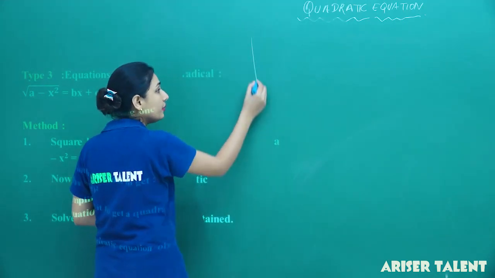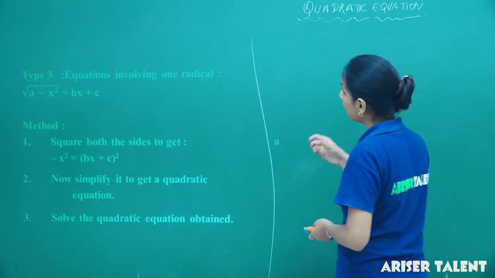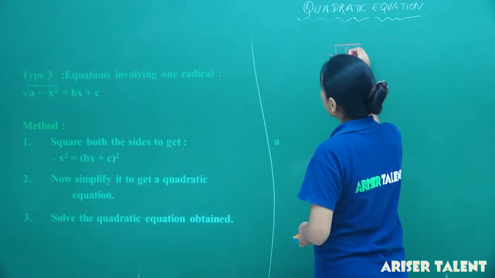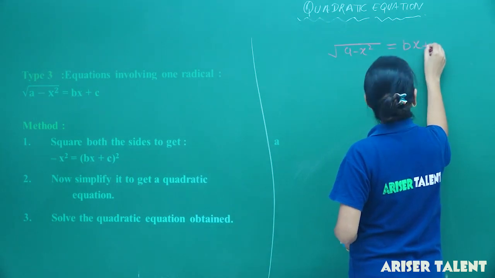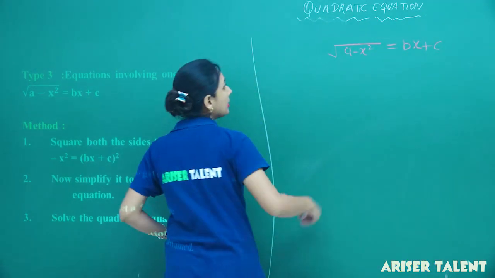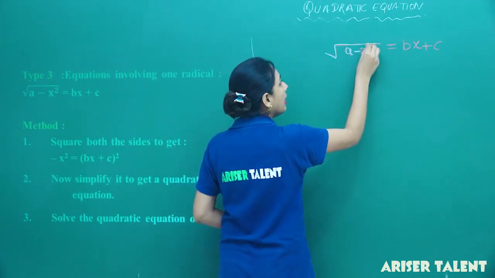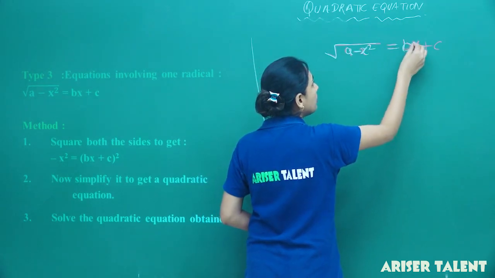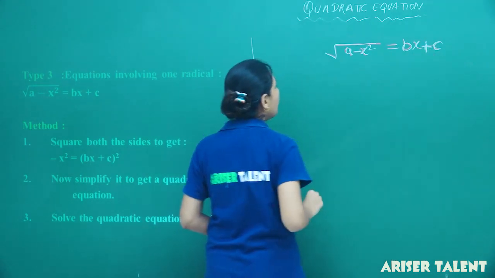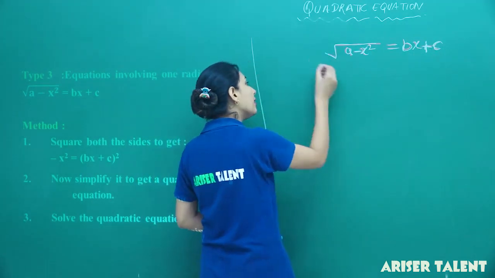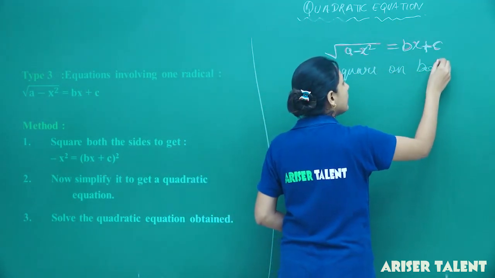Okay. So how can you do this? You can simply do this by, if you are given this, a minus x square whole root equals to bx plus c. So basically, this a minus x square equals to bx plus c is your equation that you have to solve. Do what? Square on both sides.